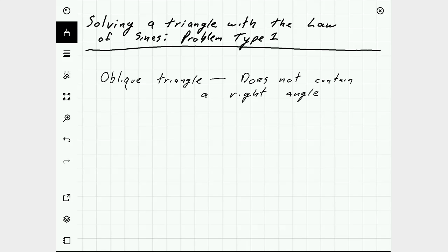It could be any of several types. It could be an acute triangle where all three of the angles are below 90 degrees. It could be an obtuse triangle which has one of the angles bigger than 90 degrees. It might be an equilateral triangle, an isosceles triangle, or a scalene triangle. I don't know any of that. All I know is it does not contain a right angle.